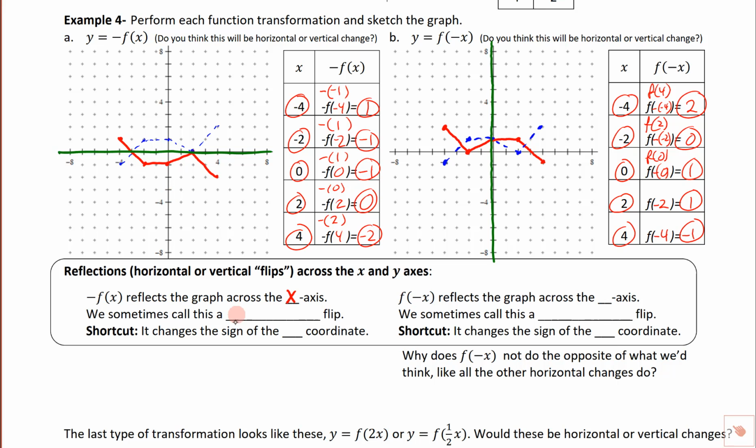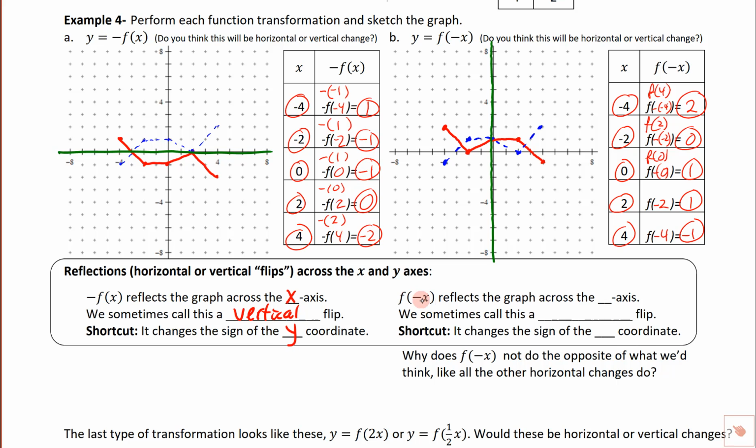Okay, we sometimes call this a vertical flip. Changed it in the vertical direction, so we call that a vertical flip. The shortcut here is because it changed it in the vertical direction, we multiplied all of those function values by a negative. It changes the sign of all of the y coordinates. Notice it's a vertical change, so we're going to change the sign of the y coordinates.